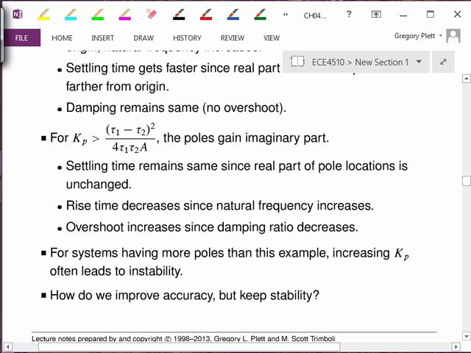It turns out that if we have any more complicated example than this one, it's very possible that if I have systems with more poles than this one, increasing the gain of the system will lead to instability. So how do we improve our tracking and our accuracy but keep stability? Can't always do that with a proportional controller. Sometimes I got to work harder. So the next section looks at integral controllers.